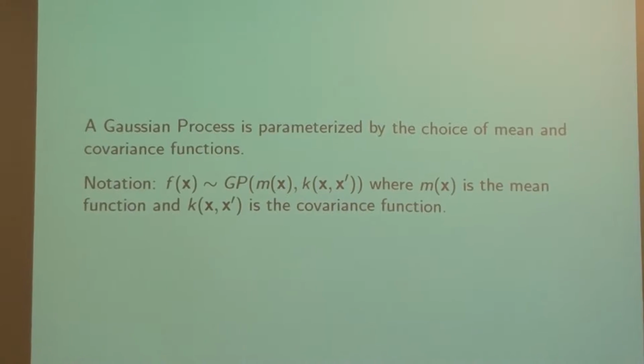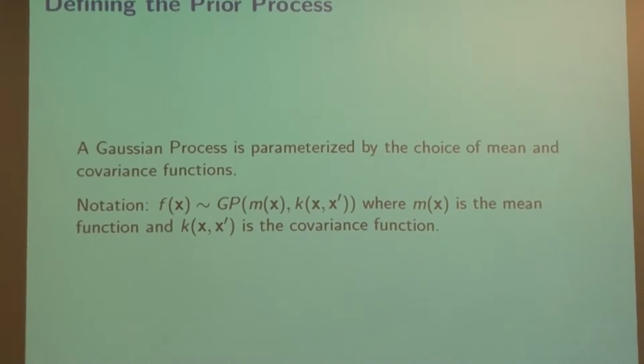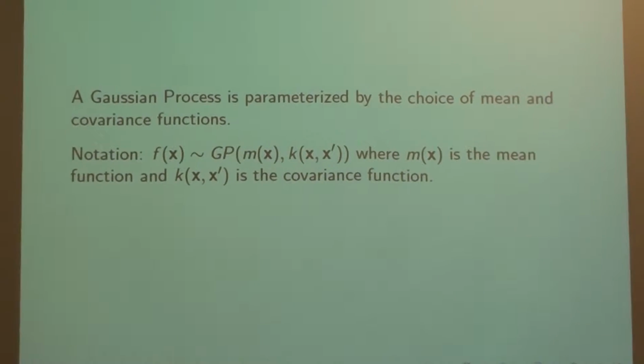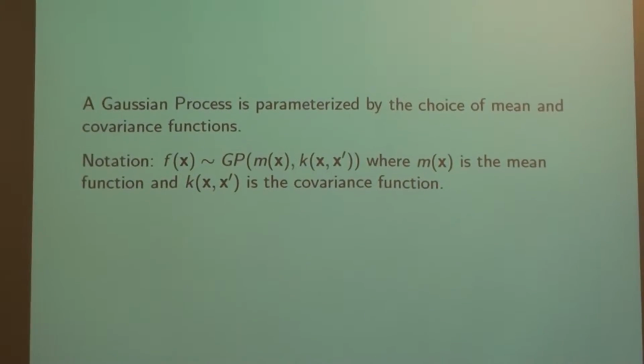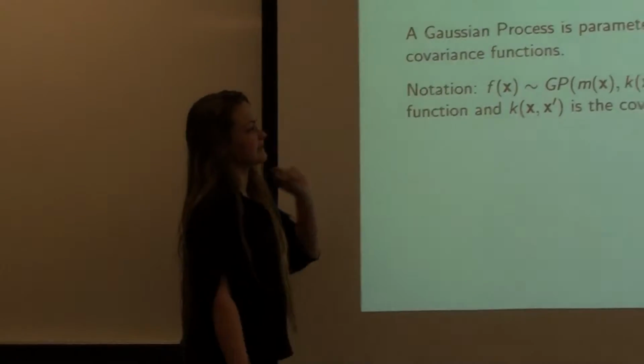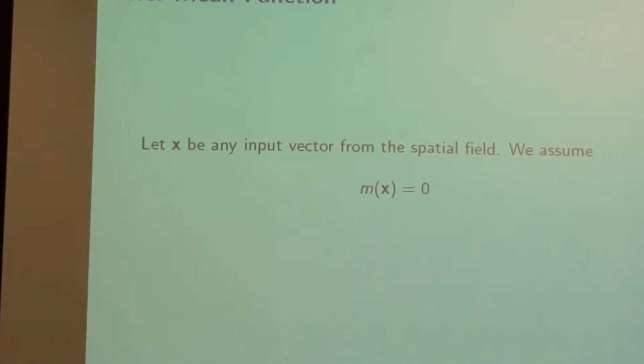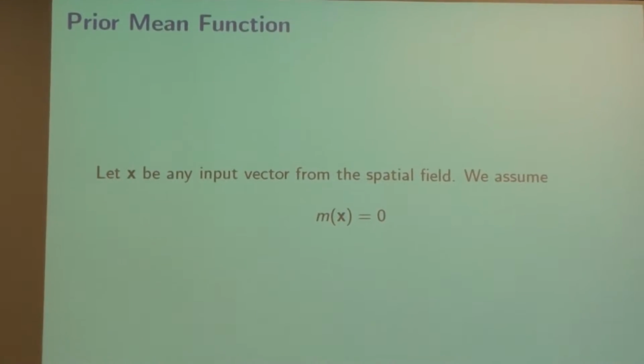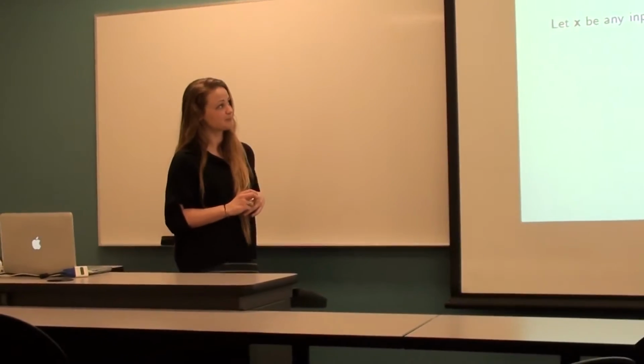So a Gaussian process is completely parametrized by a choice of mean and covariance functions. And then just a little bit of notation, we can say that the function has a distribution as a Gaussian process with mean function and covariance function, as you can see there. So we assume that the prior mean function is just the zero function. This is done mostly for notational simplicity. It makes our lives much, much easier.